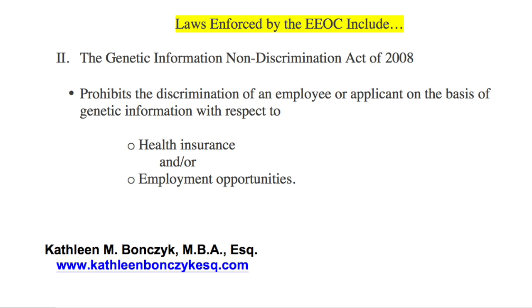Another statute enforced by the EEOC is called the Genetic Information Non-Discrimination Act of 2008, and it prohibits the discrimination of an employer applicant on the basis of genetic information with respect to health insurance as well as employment.